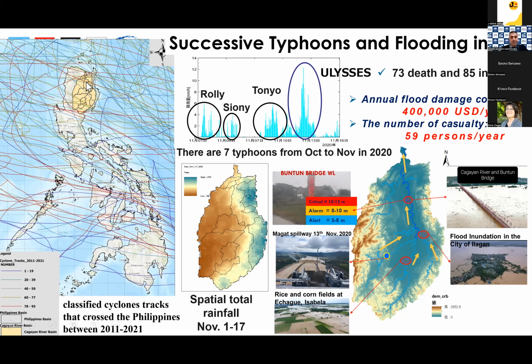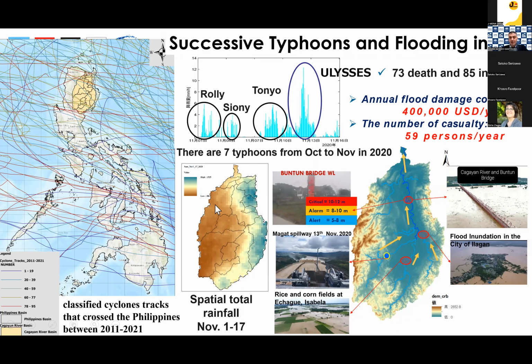Luzon Island has been hit by 5 successive typhoons, which caused more than 70 deaths and 85 injured, with more than 400,000 US dollars in damage cost. And as you can see in this picture on the right side, this is the Cagayan River Basin. And here are the flooding pictures in the Cagayan River and Buntun Bridge, and on the right side, flood inundation in Ilagan City, where agricultural areas have been flooded.